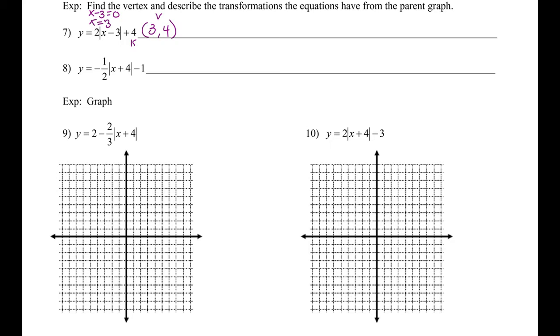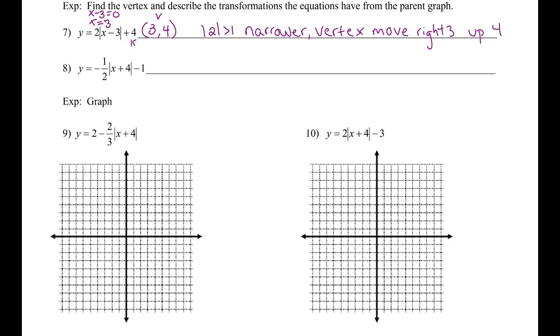Then I need to describe the transformations the equations have from the parent graph. First, because the absolute value of 2 is greater than 1, I can say that the graph will be narrower. And then because of the h and k values, I can say that the vertex will move right 3 because of the x minus 3, and up 4 because of the plus 4. Please pause the video and see if you can do number 8 on your own. When you're done, go ahead and look at example 9.